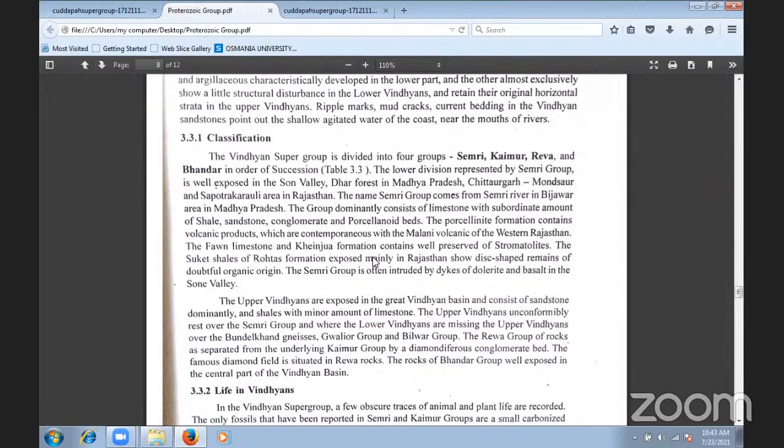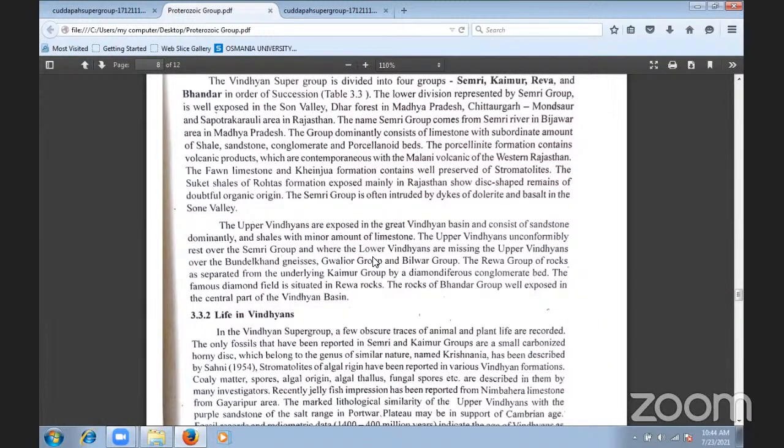The group mainly consists of limestone with a subordinate amount of shales, sandstone, conglomerate, and quartzite beds. The Porcellanite formation contains volcanic products which are contemporaneous with the Malani volcanics of western Rajasthan. The Fawn limestone and Tirohan formation contain well preserved stromatolites. The Suket formation also we have identified in this one.